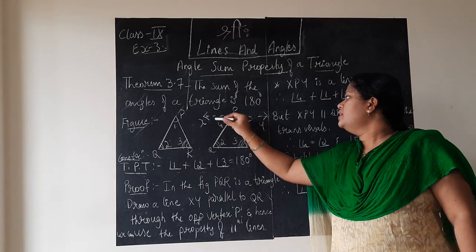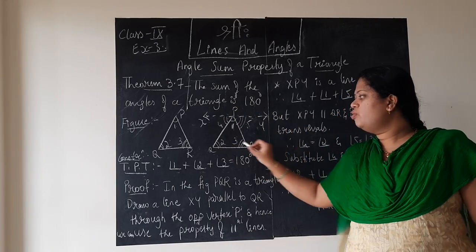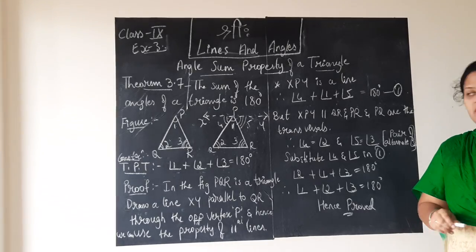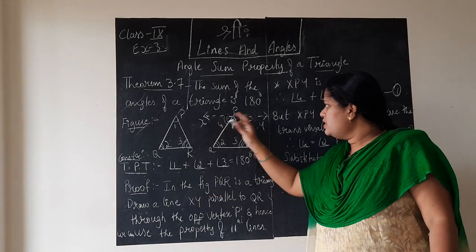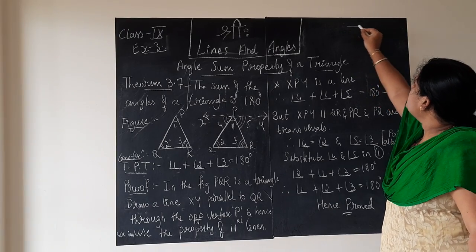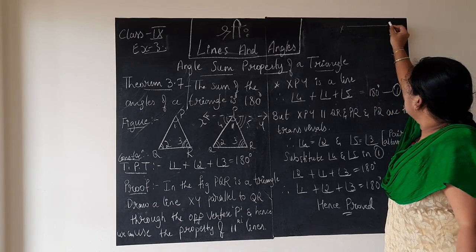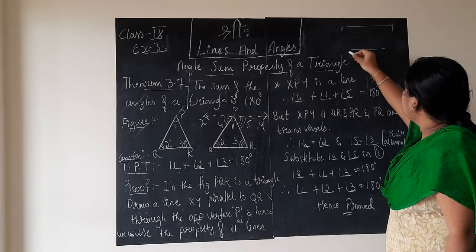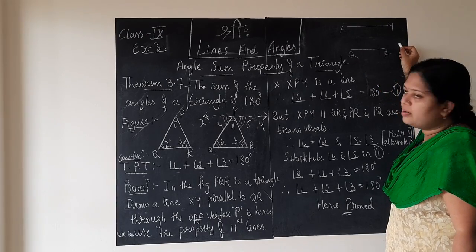But this XY and QR are parallel. We said here only draw XY such that it is parallel to QR itself. So here is our line XY, and here is the base QR of the triangle, children.